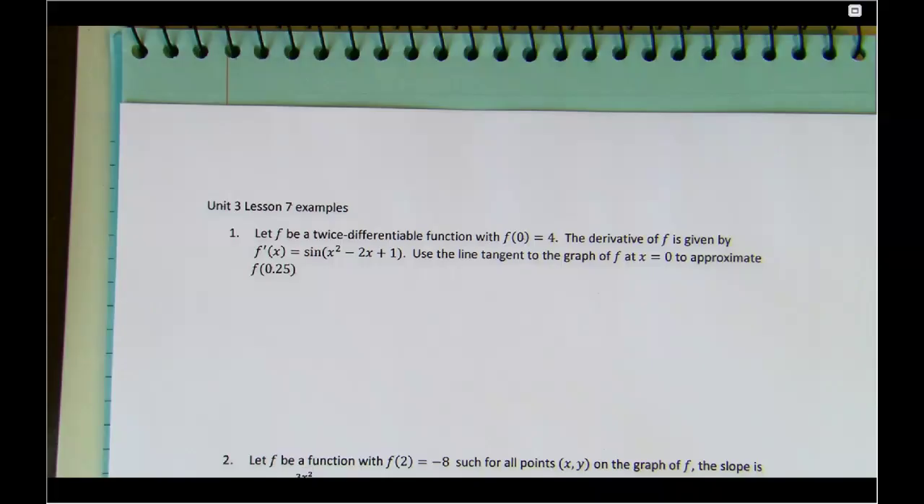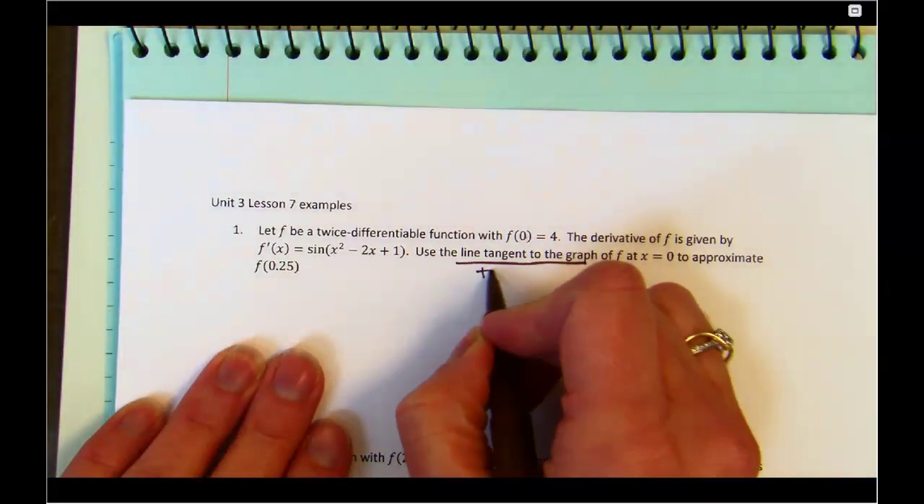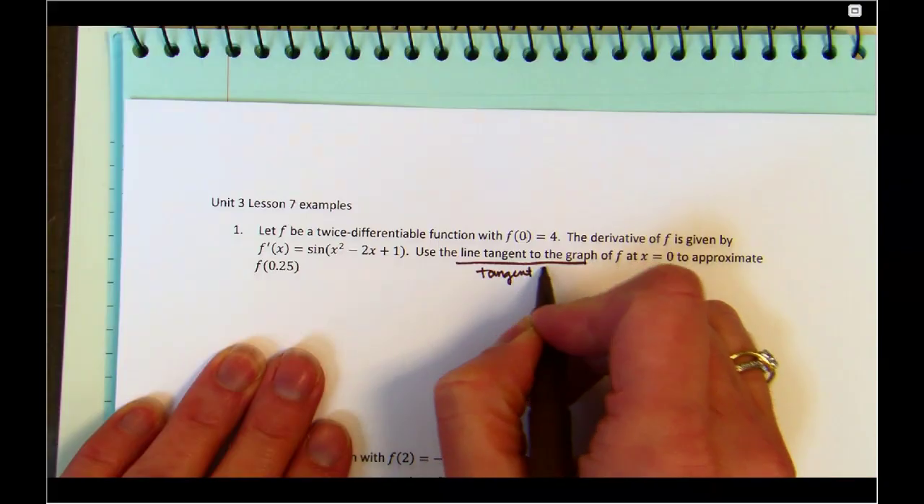It gives you a point, and says the derivative of f is given by that function. So use the line tangent to the graph. Before we do anything else, we're going to write the equation of the tangent line. Okay, so this means tangent line. So please do that. Don't do anything else yet.